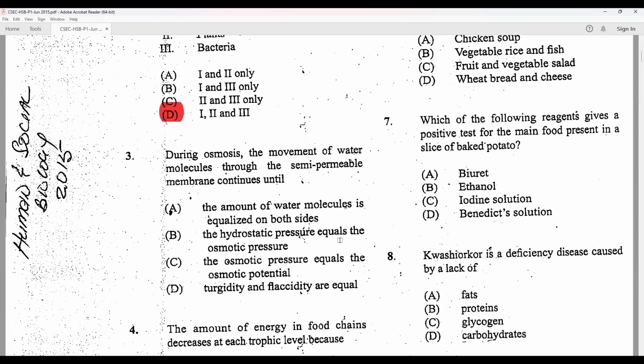The hydrostatic pressure equals the osmotic pressure. That's a good answer. The osmotic pressure equals the osmotic potential. Potential is the ability for it to move, like the gradient. Turgidity and fluidity are equal. Turgid is when something is full. Flaccid is when something is empty. So that is out. We are looking between B and C, and the hydrostatic pressure equals the osmotic pressure is the better answer.